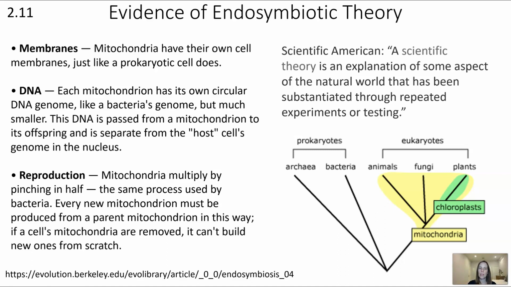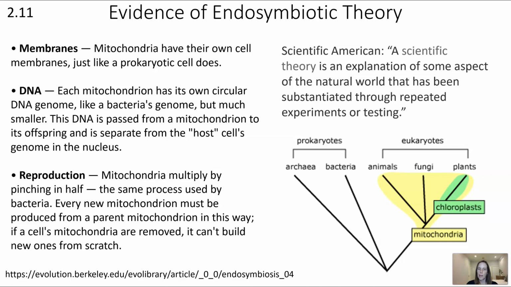Another piece of evidence comes from looking at DNA. Mitochondria and chloroplasts as well have their own DNA. So it has a circular DNA genome, much like what you see in bacteria. And this is then passed from mitochondria to mitochondria. So you actually, in your mitochondria, have special DNA that's separate from the DNA in your nucleus, and that came from the mitochondria that your mother gave you. And we'll get more into mtDNA in a future unit, but this is another piece of evidence supporting the endosymbiotic theory.